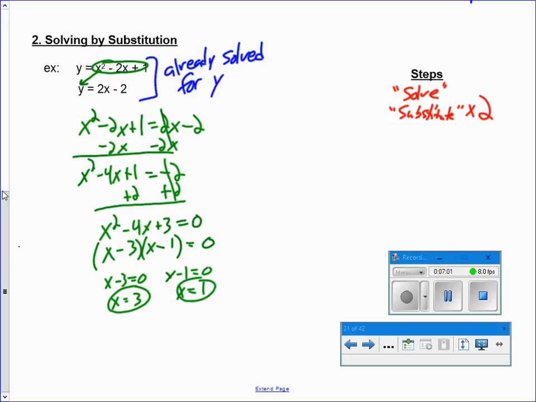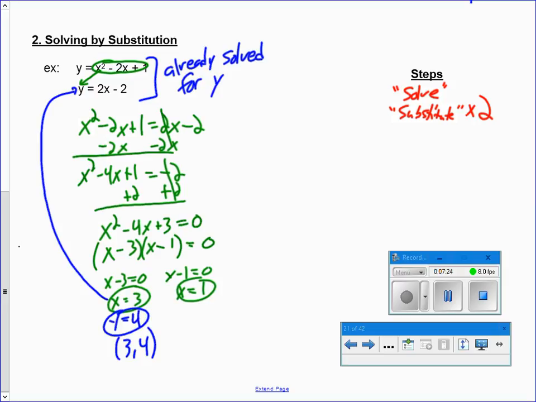Remember that we still need a y value. So what we can do is take these values and plug them in. Again, with system of equations, you can plug it into either equation to get the same value, so plug it into the easier one. So if we plug 3 in there, it's the linear equation. 2 times 3 would be 6, and minus 2 would be 4. Right, so again, we get the same answer as before, 3, 4.